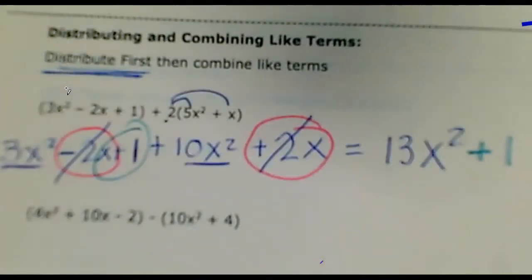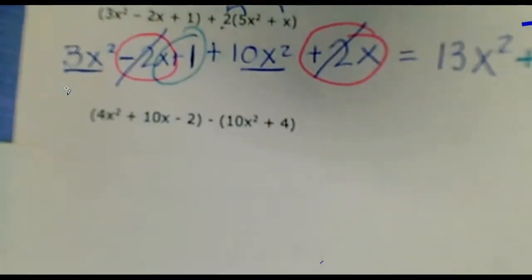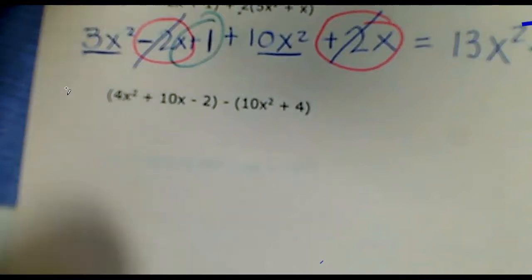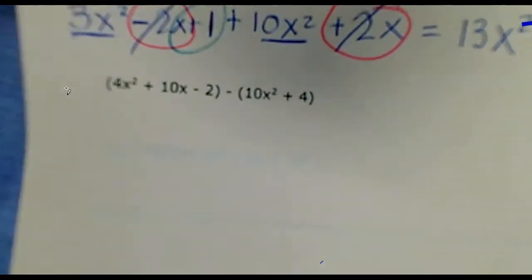So you got the 13x squared by adding, because 10x squared and 3x squared are the same. They both have x squared. 10x squared and 3x squared are like terms, so we add them together, and that's where the 13 came from. Okay, one more example.